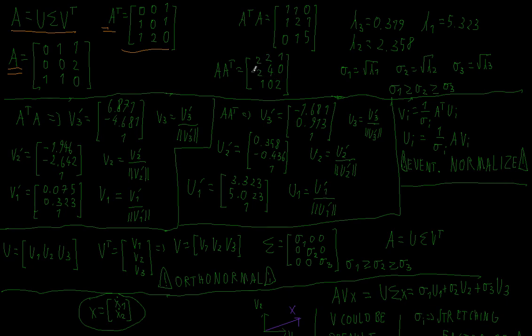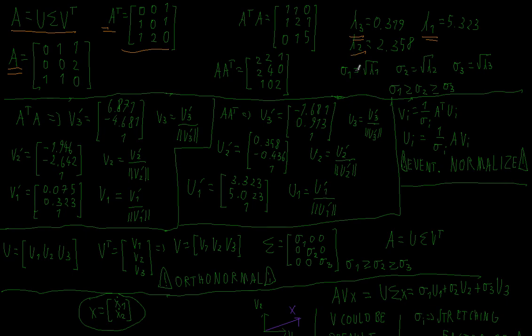Now you can find the eigenvalues of those matrices. I used a calculator to find them because it was really complicated to find a 3x3 matrix where the eigenvalues are simple to find by hand. So I just plugged that into a calculator and searched for the eigenvalues, and I got that lambda 1 is equal to 5.323, lambda 2 is equal to 2.358, and lambda 3 is equal to 0.319.